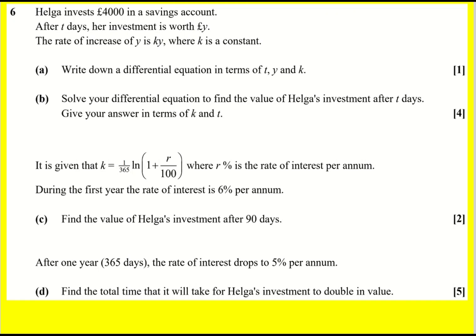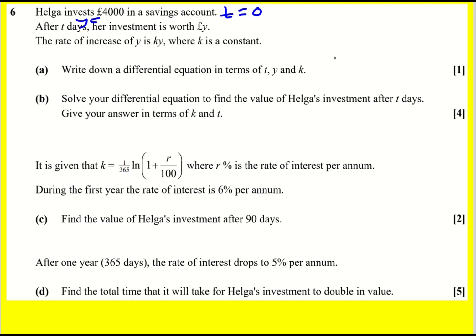Helga invests £4,000 in a savings account, and after T days, her investment is worth Y pounds. The rate of increase of Y is KY, where K is a constant. So when time is 0, Y is equal to 4,000. Write down a differential equation in terms of T, Y, and K.